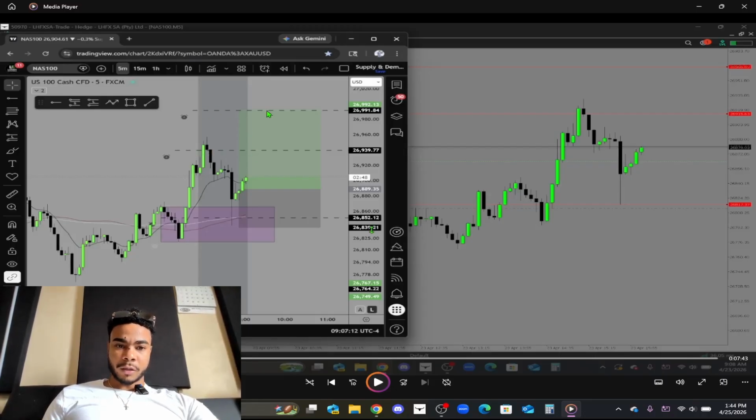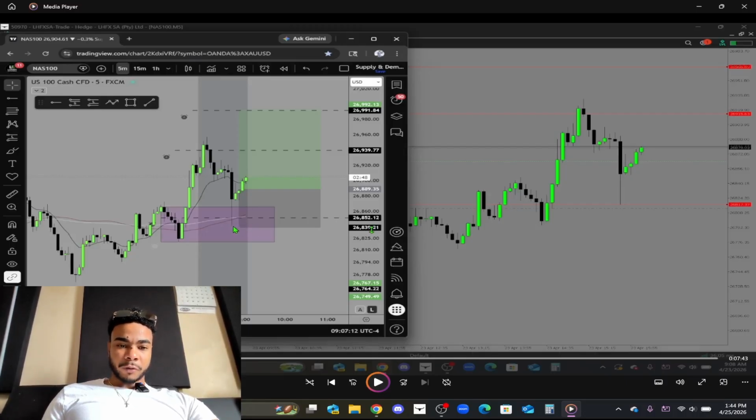First target 1-to-1 is right here. Second target is up here 1-to-2, and then on my stop loss, I have my stop loss alert around this area. So if price comes down this area and hits my alert, I'll be notified that, okay, price is literally a couple points away from my stop loss, right?